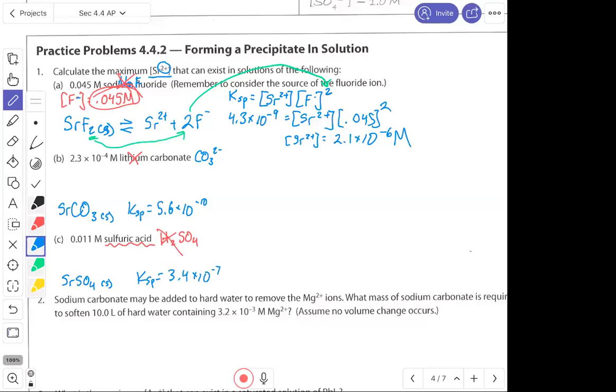Map what we did in the first one and go ahead and do B and C and see what you get for that final concentration of strontium on these two problems. They will also be small, but they're not going to be the exact same numbers. On B, the Ksp says 5.6 times 10 to the negative 10th. See, basic algebra is just so nice.